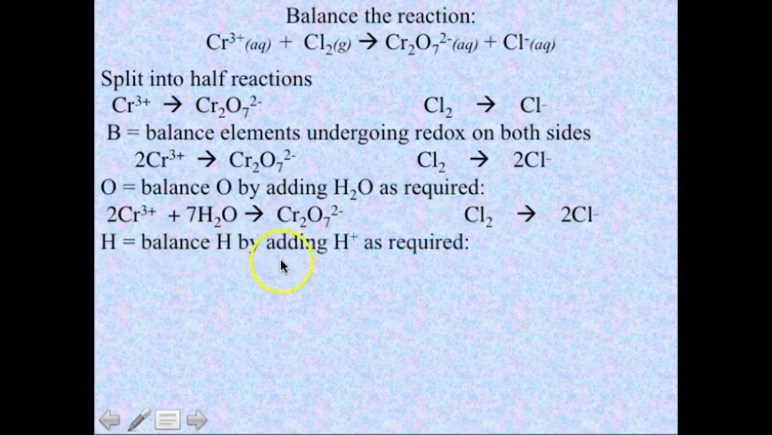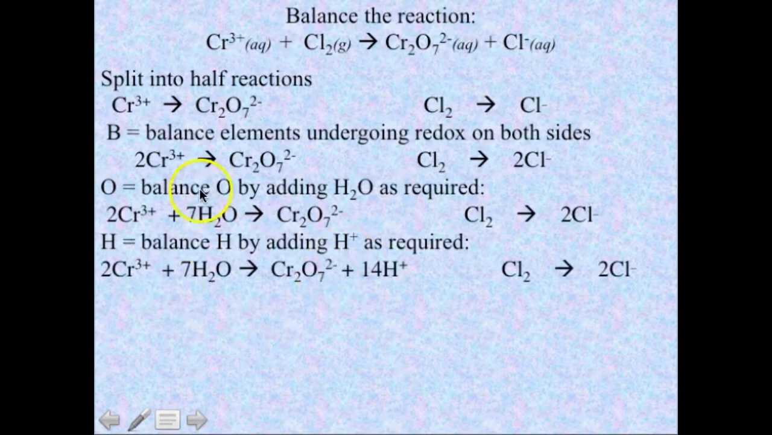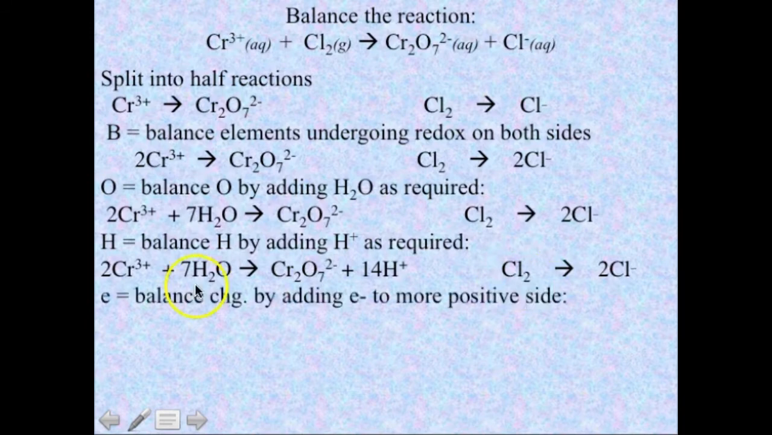Balance hydrogen by adding hydrogen ion as required. So we have 14 hydrogen on the reagent side. We don't have any on the product side. We're going to add 14 H+ to the product side. Now 7 times 2 is 14 hydrogen on the reagent side and 14 hydrogen ion on the product side. Again, we don't have to do anything with the chlorine.